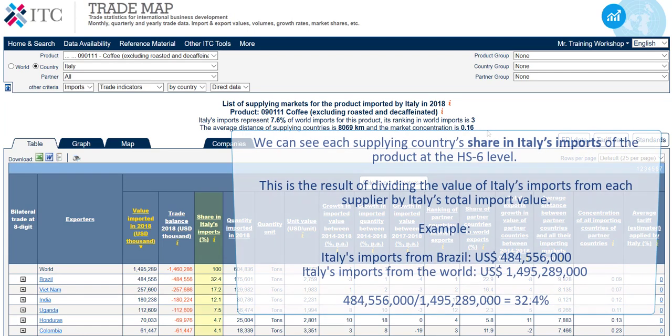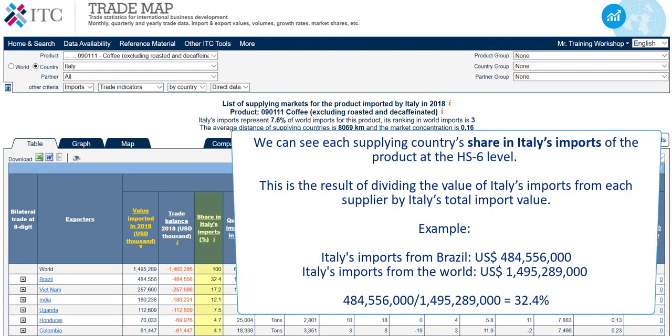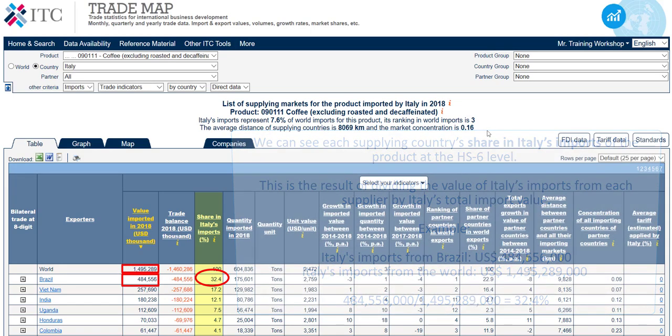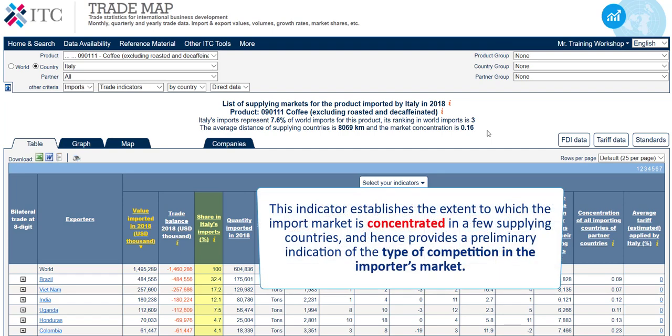Thirdly, we can see each supplying country's share in Italy's imports of the product at the HS6 level. This is the result of dividing the value of Italy's imports from each supplier by Italy's total import value. This indicator establishes the extent to which the import market is concentrated in a few supplying countries, and hence provides a preliminary indication of the type of competition in the importer's market.